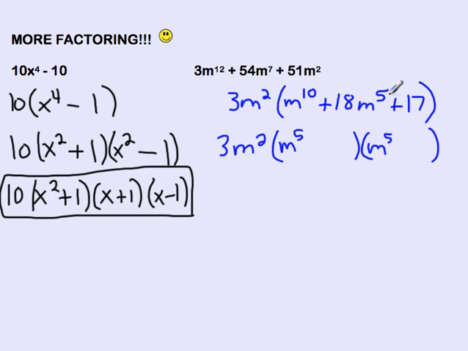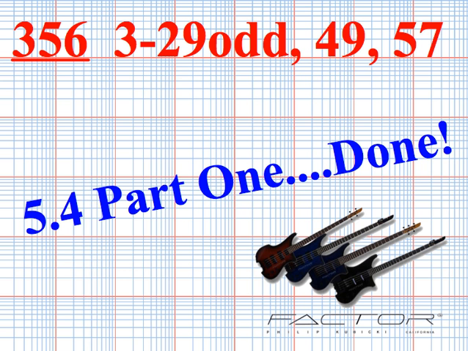Now we need to think about factors of 17 that add up to 18. That's going to be 17 and 1. So I'm going to put 17 and 1 here. Since they have to add up to positive 18, they're both going to be plus. And then two positives make a positive 17 at the end. Okay, now look at your sets of parentheses. This cannot be factored any further. This cannot be factored any further. That's going to conclude section 5.4, part 1.